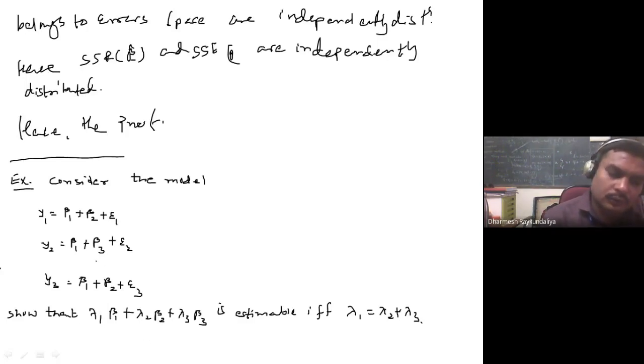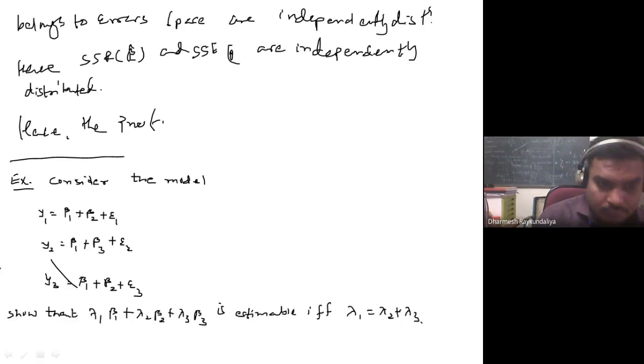To prove this, people can also write it in matrix notation, y is equal to x beta plus epsilon, and then find the x matrix. From x you get x plus, from that you get s, from s you can find s bar, and then s bar into s gives you h. Then you can use the estimability condition lambda dash equal to lambda dash h. Comparing, you will show that lambda 1 equal to lambda 2 plus lambda 3. So this is another way you can solve. Okay, now we will show it in the first way.